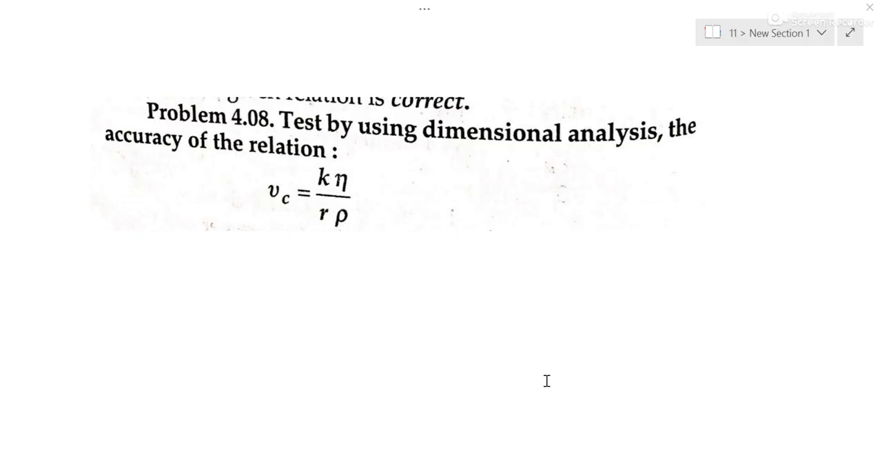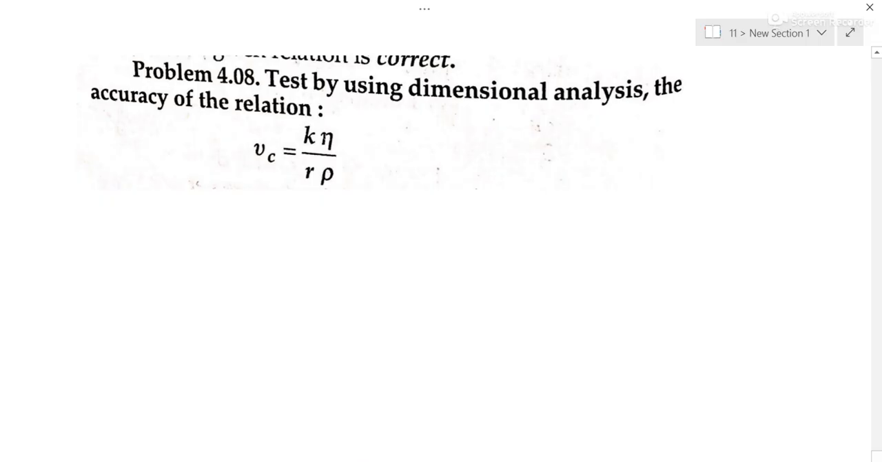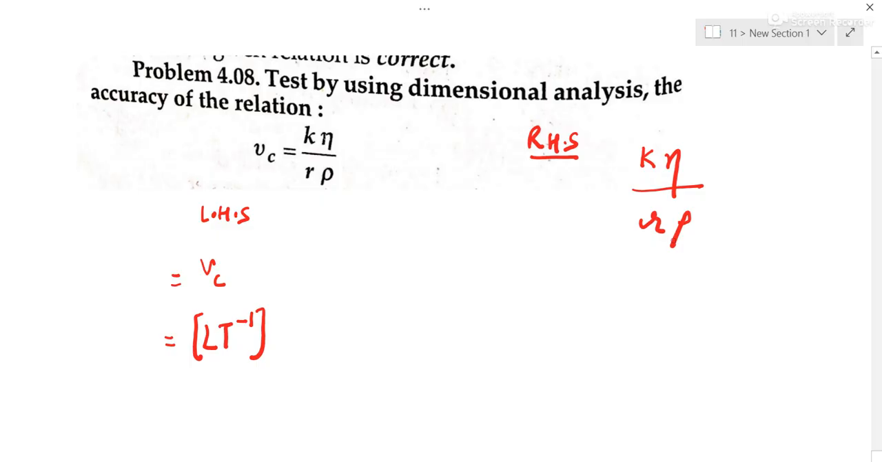Let us see this one as well. This is some equation. Okay, left hand side is Vc. It is critical velocity. But it is velocity. So velocity is distance upon time, LT^-1. Let us pick up right hand side. Right hand side is k eta by r rho. See, what is k? K is constant. So nothing, 1. Eta is coefficient of viscosity. So you'll have to remember. r is radius. Radius is distance. Rho is density. Density is mass upon volume.